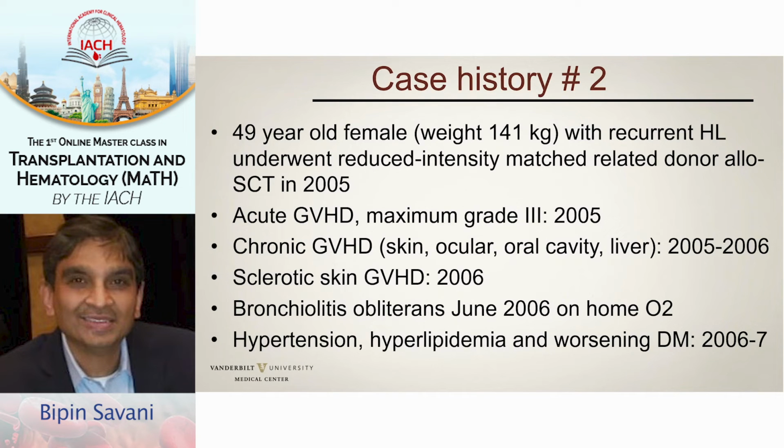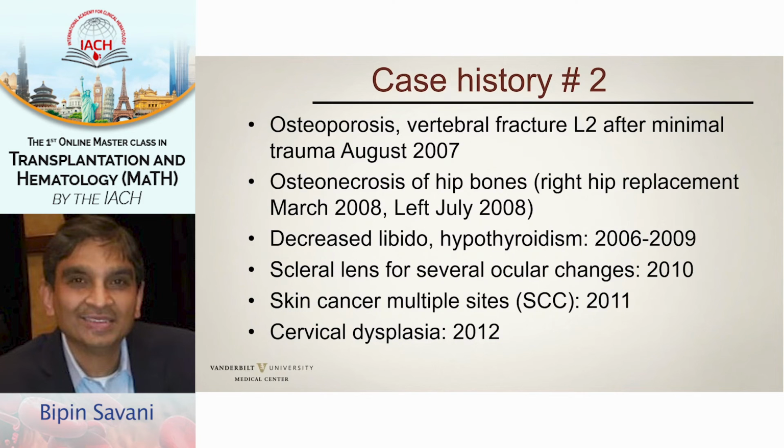Again, a case very well known to us: a 49-year-old obese female patient with recurrent Hodgkin's lymphoma. She underwent reduced intensity matched-related donor transplant in 2005. Post-transplant course was complicated by acute GVHD, maximum grade 3, multiple organ chronic GVHD, sclerotic skin GVHD, and bronchiolitis obliterans on home oxygen in 2006. She also had metabolic syndrome, hypertension, hyperlipidemia, and worsening diabetes mellitus.